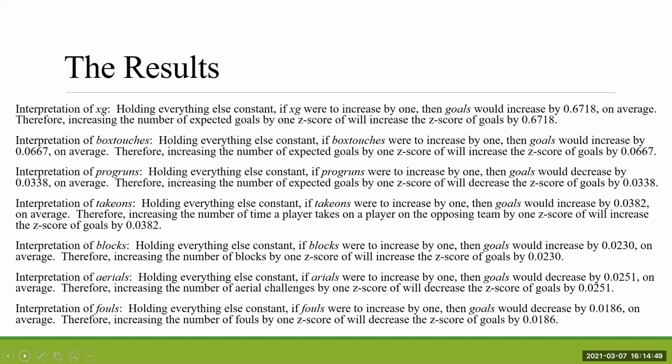This is the interpretation of the results. If we look at the first interpretation, scoring chances, we would say that holding everything else constant, if XG were to increase by 1, then goals would increase by 0.6718 on average. Ultimately, what this means is that increasing the number of expected goals by 1 z-score will increase the z-score of goals by 0.6718. So that is the interpretation of each of our regressors in our final model.